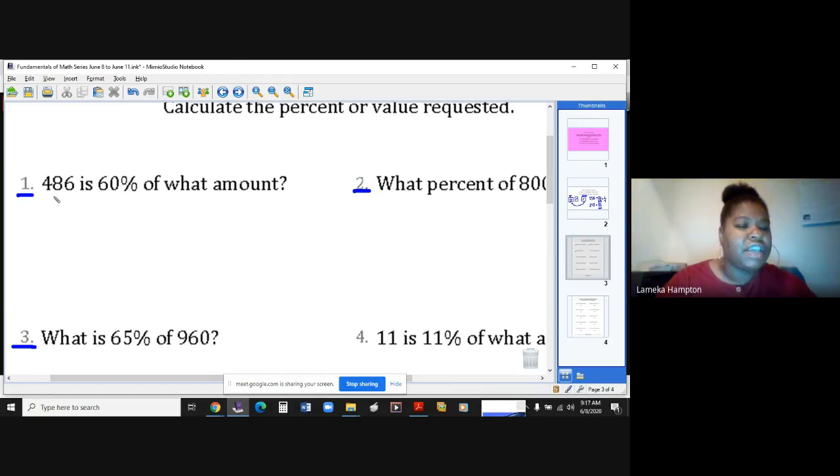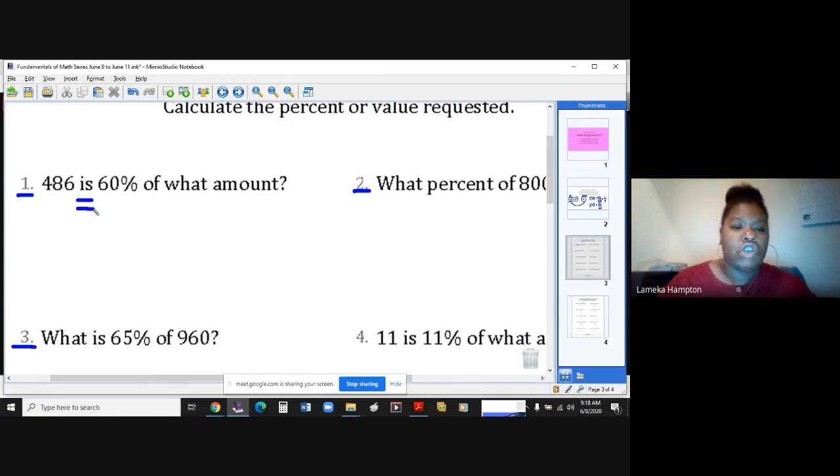Okay. Number 1 says 486 is 60% of what amount? So what we are going to have to do for numbers 1, 2, and 3, we are going to have to translate this sentence, this regular sentence, into a mathematical sentence. Okay. So the first thing that we have to do is we have to figure out what certain words mean as it relates to mathematics. The first word I want to look at is the word is. Anytime you are reading a word problem and you see the word is, this word means equal.